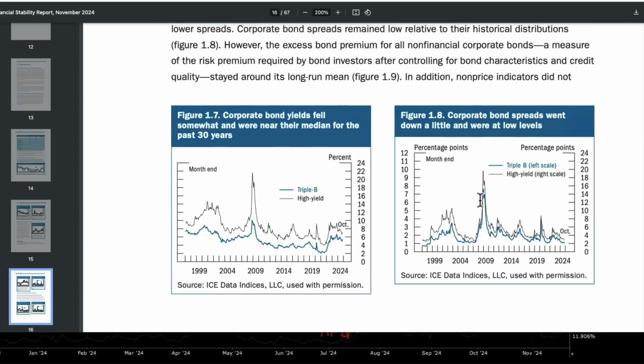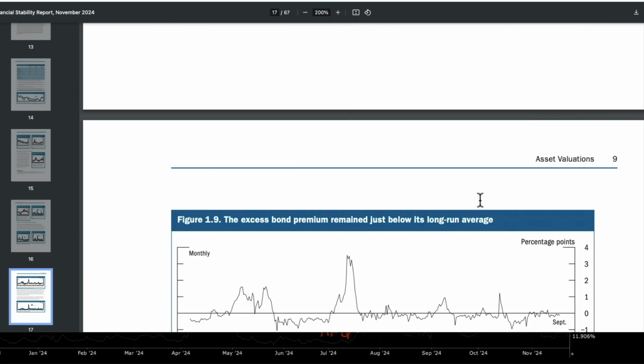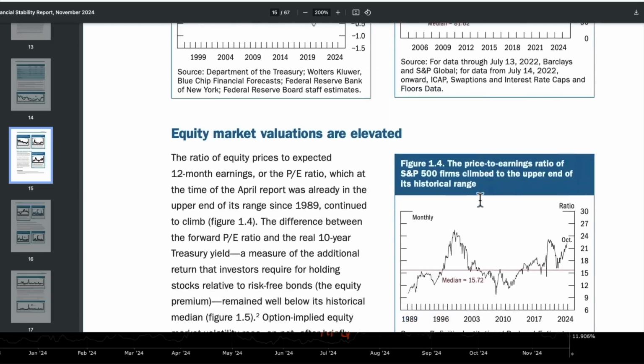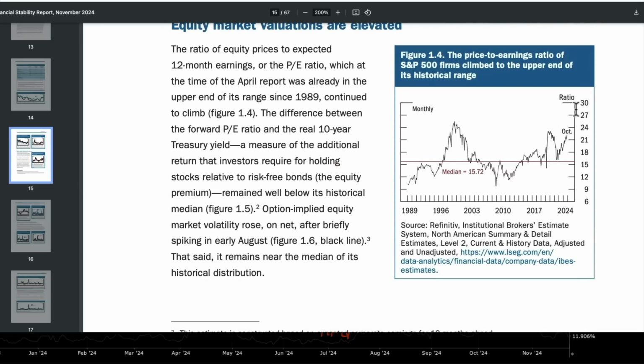And then there are other interesting things that you can look at. I'll leave the rest to you. I really didn't want to go through the whole thing. I just wanted to point out the valuations for the equity market.